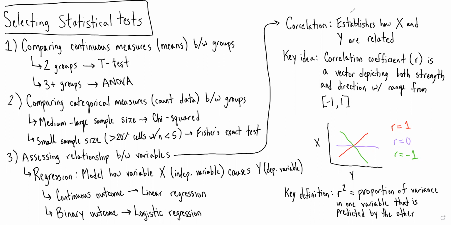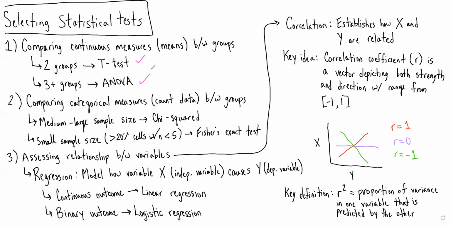And in this case, once you've figured out that that's the scenario that you're in, all you have to ask yourself is how many groups are there? If you're comparing two groups, then you're dealing with a t-test. Whereas if you're comparing three or more groups, then it's an ANOVA analysis.